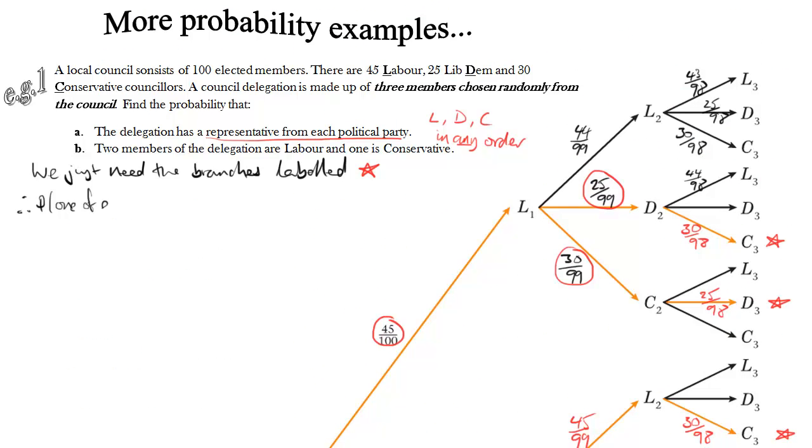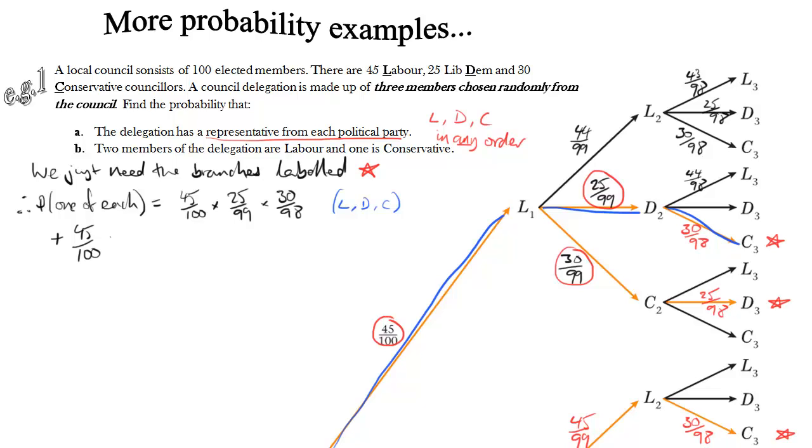Now, what we want is the probability that we get one of each, so we have to add up the probabilities associated with each of our six branches. Okay, remember, for a probability tree, you multiply along the branches. So for those three branches there, ending in a star, that's Labour, then Lib Dem, then Conservative, that's the probability.